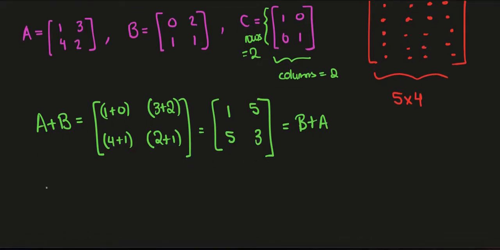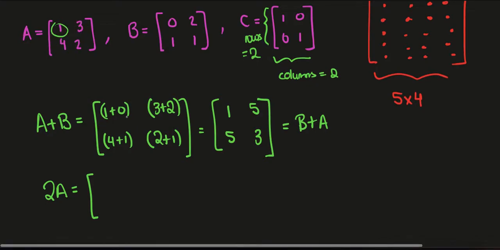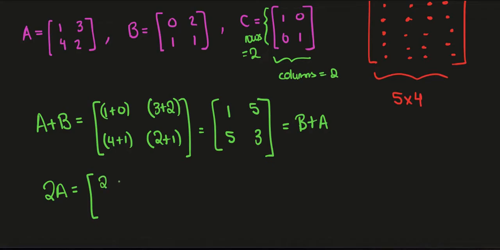Okay, what's something else we could do? Well, let's try to do 2 times A. What we're going to do here is just multiply every entry of A by 2. So what I'll have is 2, 6, 8, and 4.